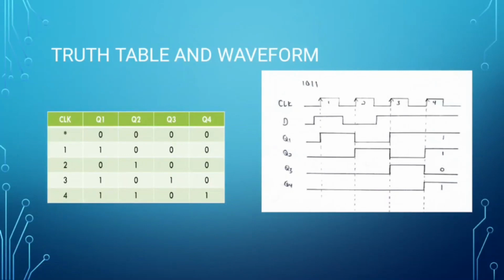For clock 3, Q1 is 1, Q2 is 0, Q3 is 1, Q4 is 0. And for the last one, for clock 4, Q1 is 1, Q2 is 1, Q3 is 0, Q4 is 1.